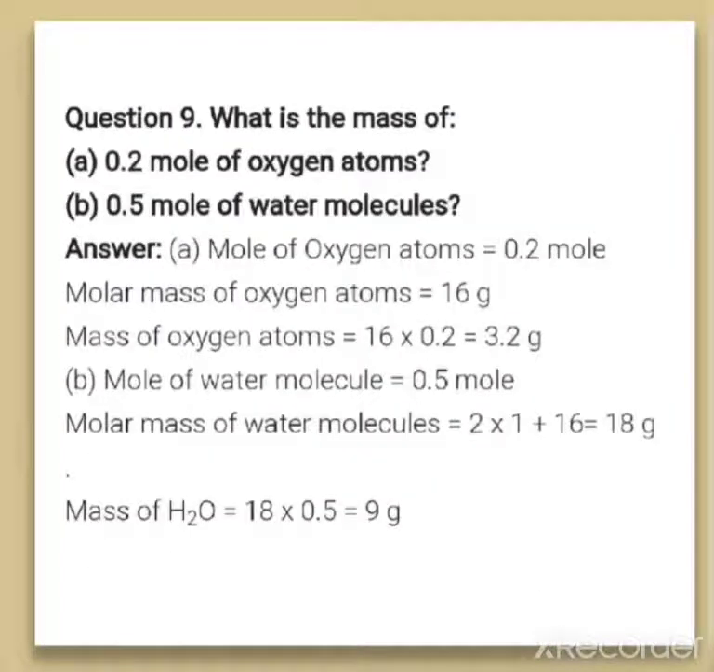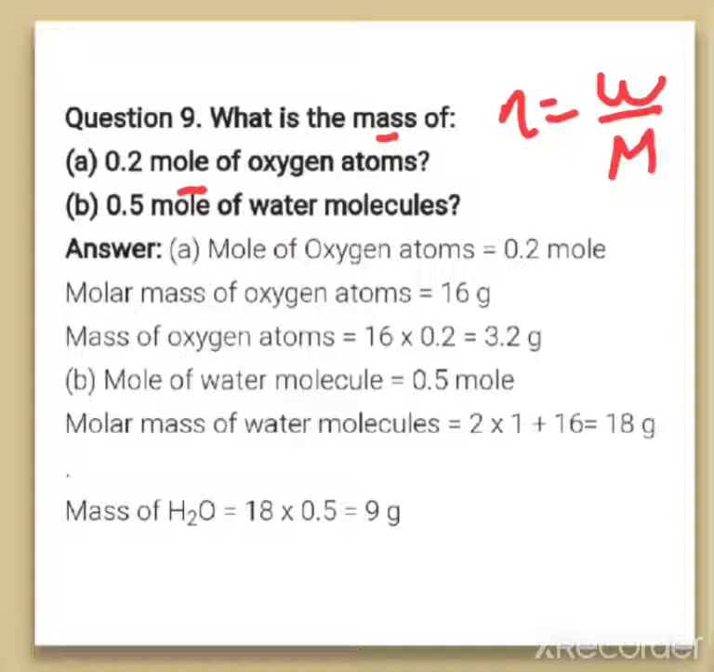Next question. Question number 9. What is the mass of 0.2 mole of oxygen atom? Here again there is a need to find out the relation between mass and mole. What is that relation we have learned? That is N is equal to W by M. In the place of W, we can write small m also, as given in the textbook. So this relation we have to use for this problem.